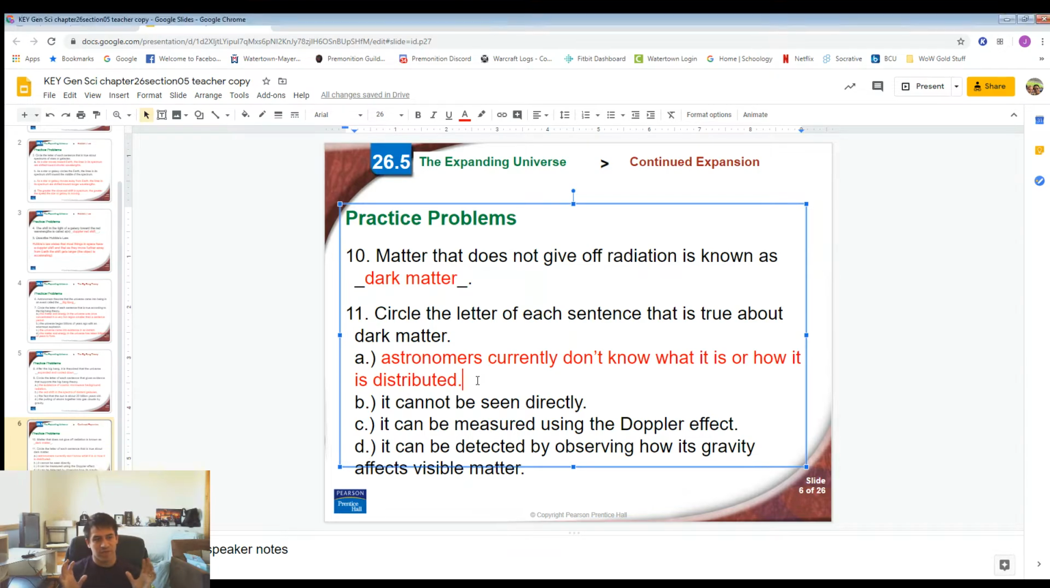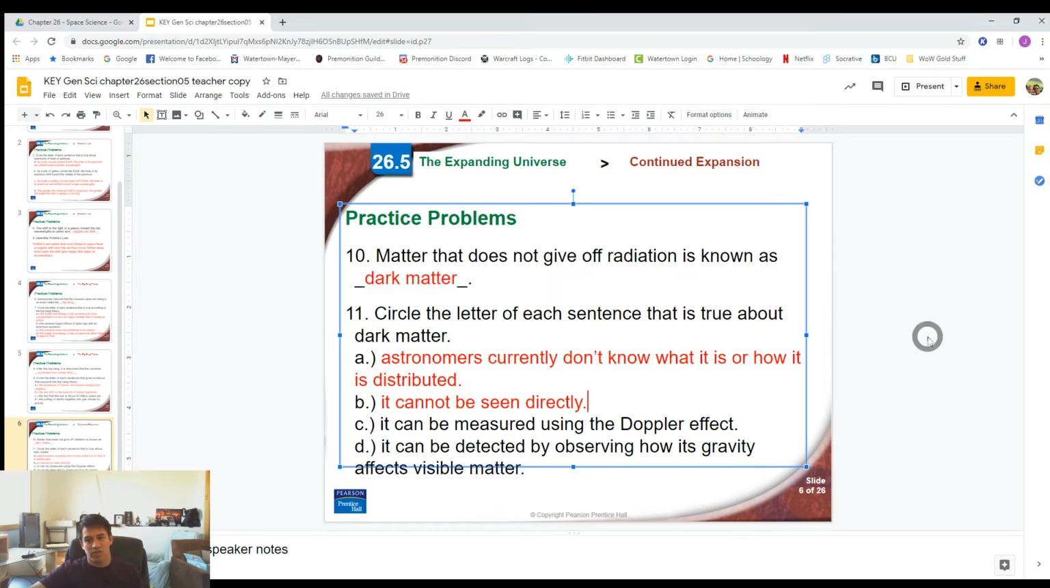So even though it doesn't emit light, we can't see it, it does have gravity, and that gravity does affect stuff around it. So it can bend light around it, and it also contributes to the gravity in galaxies that keeps galaxies together, but we don't necessarily know where it is. So it cannot be seen directly. That is also true. We cannot see it or detect it or look at it, but again, we know that it's there because of the gravity that it gives off and the gravity that it affects on other things around it. So it can be measured using the Doppler effect.